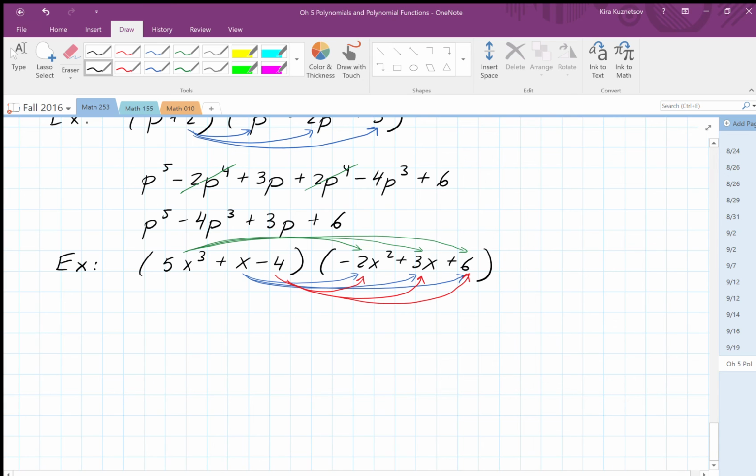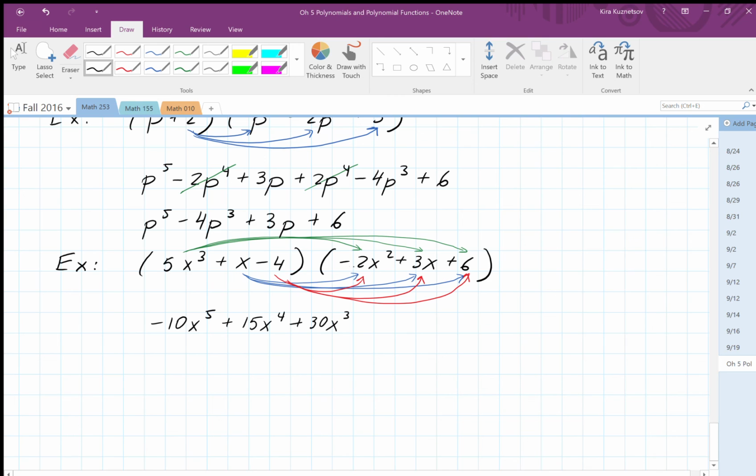5x to the power of 3 times negative 2x squared. Positive times negative is negative 10x to the power of 5. You add the exponents. 5x cubed times positive 3x is positive 15x to the power of 4. 5x cubed times positive 6 is positive 30x cubed. Moving on to the x.